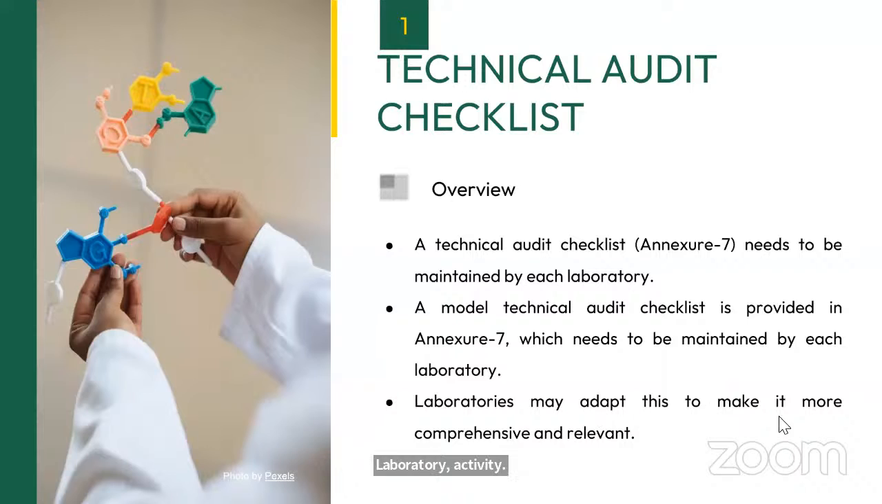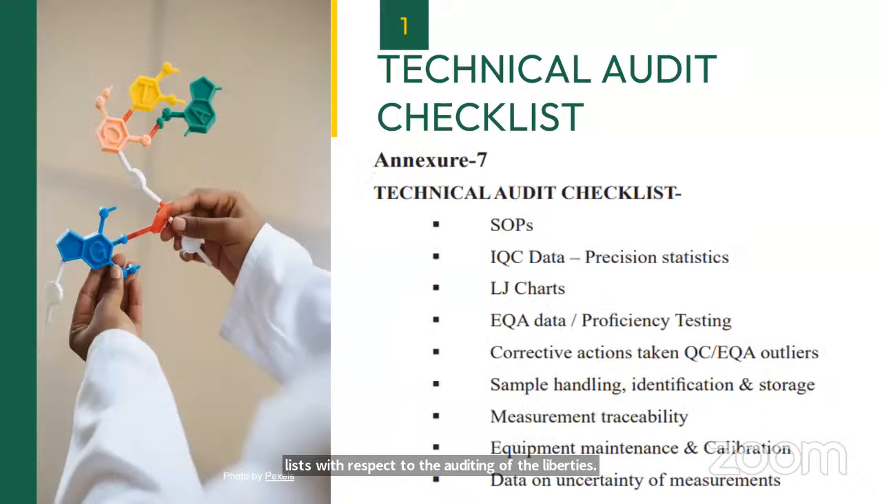Laboratories may adopt this to make it more comprehensive and relevant. So it is recommended that laboratories can adopt this checklist, which will provide a more comprehensive and relevant checklist with respect to the auditing of the laboratories. So here is Annexure 7, basically, which is a technical audit checklist. So what are the components of this audit checklist? SOPs should be there. SOPs should be audited. SOPs, as I have mentioned, standard operating procedures, how to prepare the SOPs, how the SOPs should be written in detail. We have already seen in the previous class.